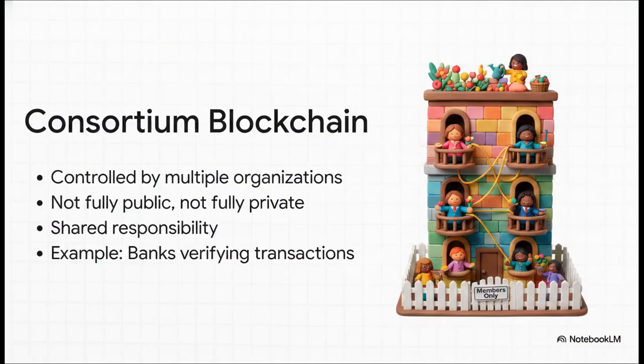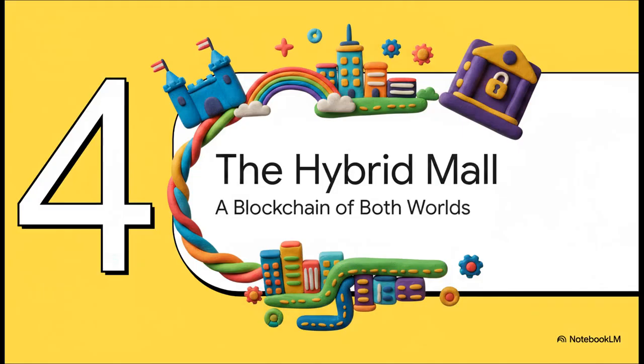So, a consortium blockchain, you might also hear it called a federated blockchain, is all about collaboration but with control. The perfect example? A bunch of banks. They all need to share information and trust each other's transactions, but there's no way they want the general public peeking in. So, they team up, they form a consortium, and they share the responsibility and the cost of running the whole show. And that brings us to our fourth and final type. This is the one that tries to have its cake and eat it too, taking the best bits from both the public and private worlds.